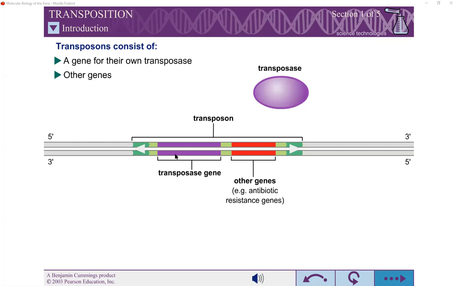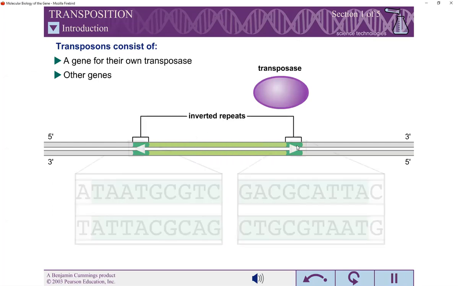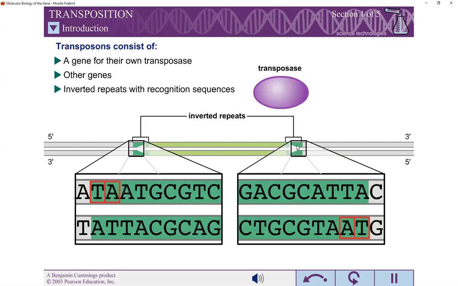Next point. The very ends of a transposon's DNA are arranged as inverted repeats. These inverted repeats range from about 25 to a few hundred base pairs and carry the recognition sequences for transposase binding. Okay, so the transposase binds to inverted repeat sequences, and these are palindromic repeat sequences. As they are inverted repeats, they can be recognized by the transposase enzyme.